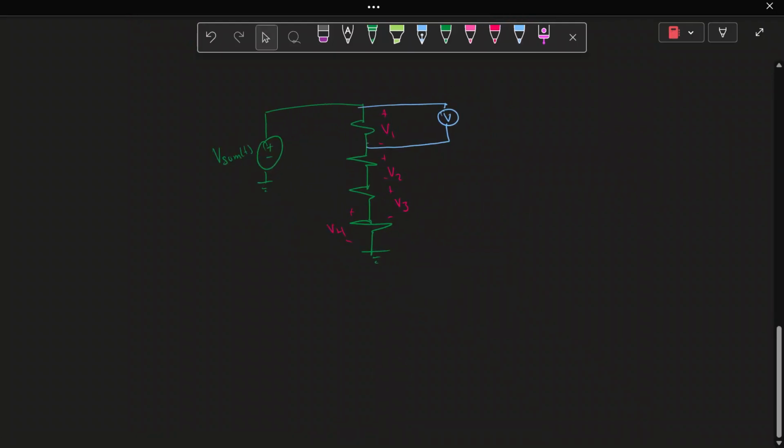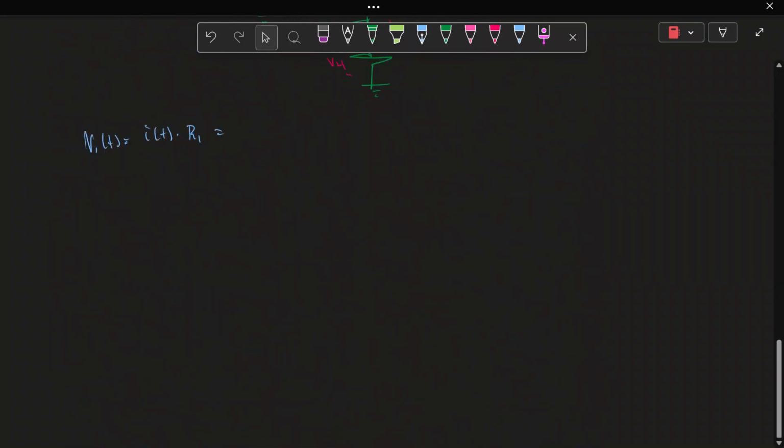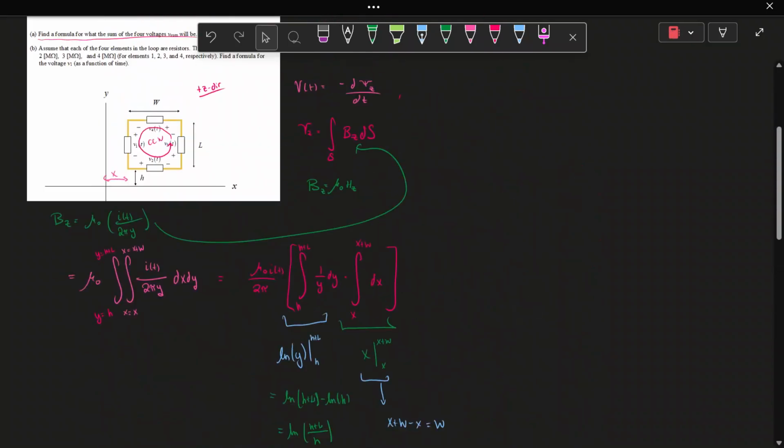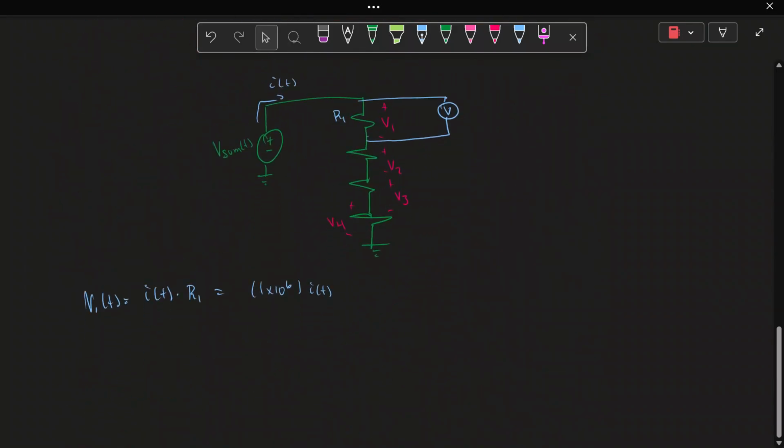Now, there are two ways about going through this. We can find the current, which we know, I of t, and say, remember this is R1, V1 of t is equal to I of t times R1. And R1 should be 1 mega ohm. Yes, 1 mega ohm. So we can say 1 times 10 to the 6th I of t. And remember, the problem only states that we want to find a formula for voltage V1 as a function of time.